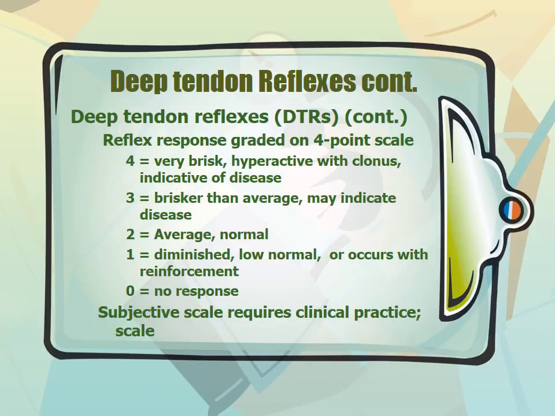There we go. 4 being very brisk, hyperactive with clonus, indicative of disease in some cases. 3 is brisker than average. 2 is average or normal. 1 is diminished, low normal, or occurs with reinforcement. And 0 is no response. Subjective scale requires clinical practice.